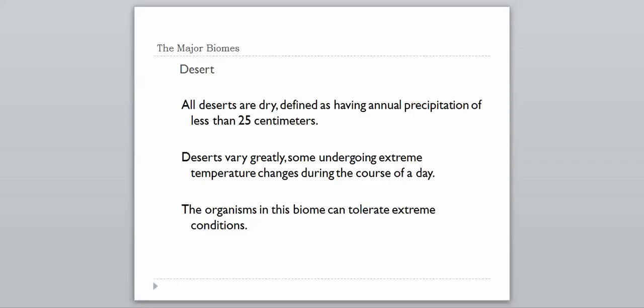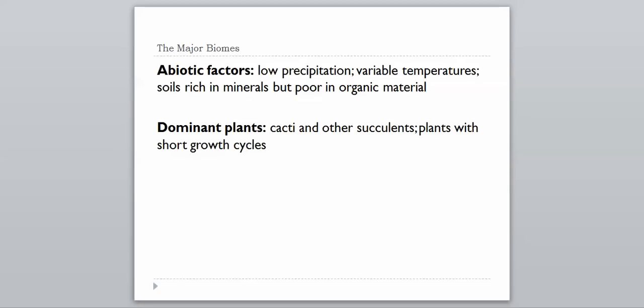But the most famous deserts, the ones we're going to focus on, the ones that actually have a lot more life in them, are the hot, dry ones that you think of. Deserts vary greatly, and some undergo extreme temperature changes during the course of a day. Because of these temperature changes, the organisms in these biomes can tolerate extreme conditions. They have to be ready for extreme hot as well as extreme cold. It's a tough life to live in the desert, but there is in fact quite a bit of life there. The abiotic factors that make a desert what it is are low precipitation and variable temperatures, meaning the temperatures change.